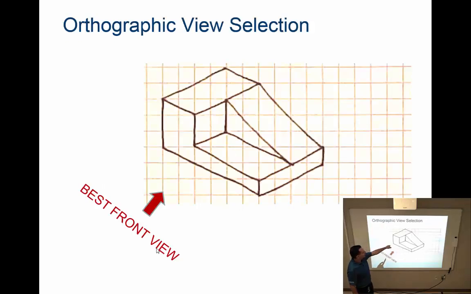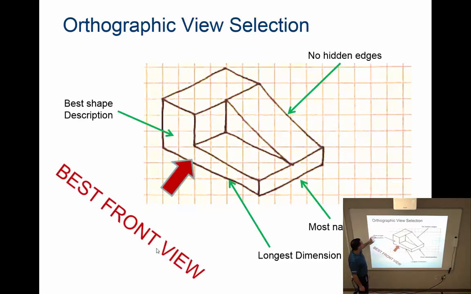So if this were the object that I wanted to draw, I would select this as my front view because it meets the criteria that we talked about. Best shape description, longest dimension, most natural position, and no hidden edges.